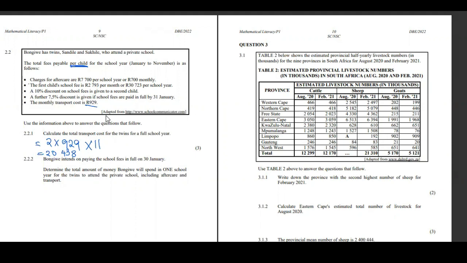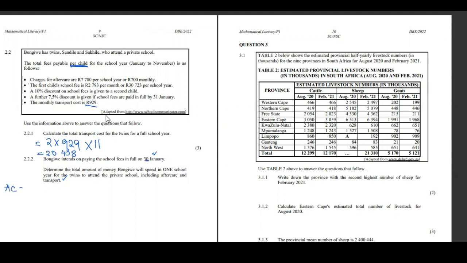Let's look at this question here. He intends to pay the school fees in full on the 31st of January. Take note, whoever pays before or by 31st has a discount. You understand? So let's continue. Number one, we're going to determine the total amount of money Bongiwe will spend in one school year for the twins to attend a private school, including aftercare and transport. So transport is already catered for. We shall look at that after. But the aftercare is not yet.